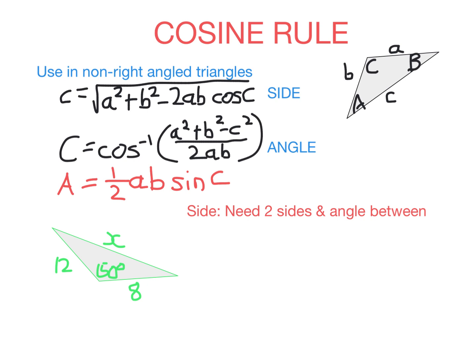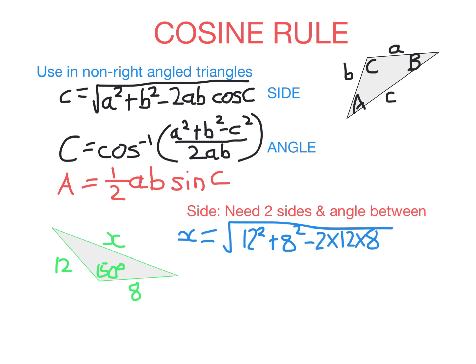So how do we do it? Well, we have x, which is like our c here. So x is like our c, which means this is angle C, 150 degrees. It is equal to the square root of a squared plus b squared. Doesn't matter which side you call a and which you call b. Minus 2 times a times b times cos of the angle in between. You can put that straight in your calculator. So we get an answer of about 15.8.